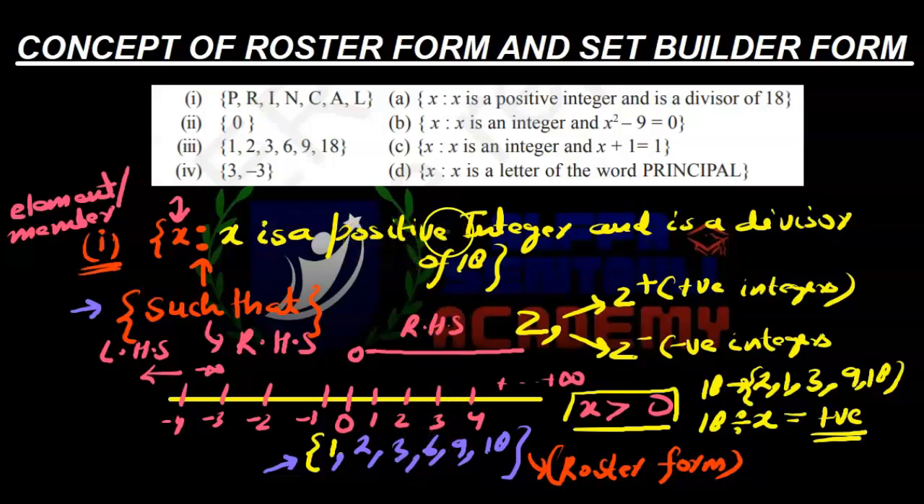So what is set builder form? Set builder form itself is telling you a definition to build a set, to build the elements of the set. So wherever you find a definition written like this, that is, x is such that x is a positive integer, this kind of definition is known as set builder form, because the definition itself helps you to build a set. That is why it is known as set builder form. This example we have already done. So now let us look into the other examples.